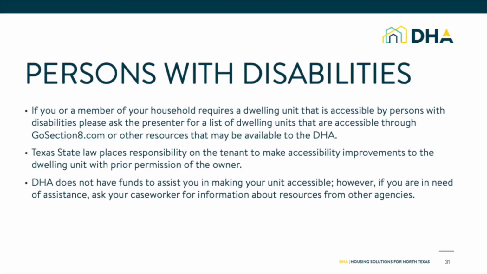Texas state law places responsibility on the tenant to make accessibility improvements to the rental dwelling unit with prior permission of the owner. The Housing Authority does not have funds available to assist you in making your unit handicap accessible. However, resources may be available through the state of Texas. If you are interested in this program, please ask your leasing professional for information about the state's Housing Rehabilitation Architectural Barrier Removal Program. For a list of handicapped accessible dwelling units, please consult with your leasing professional.